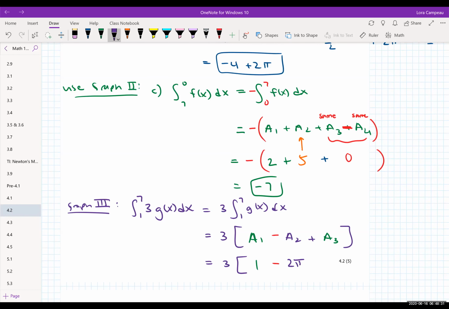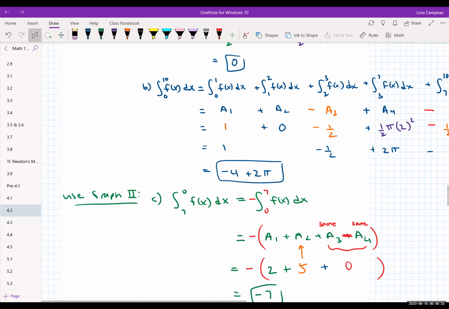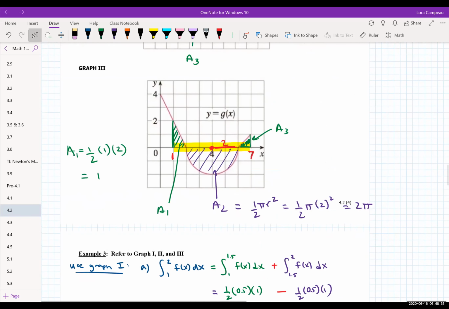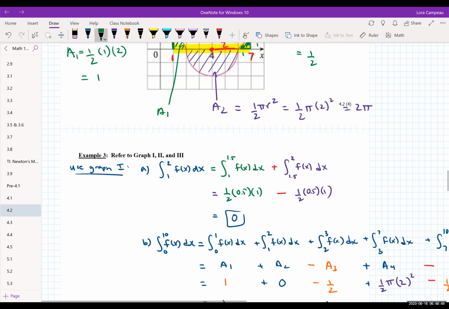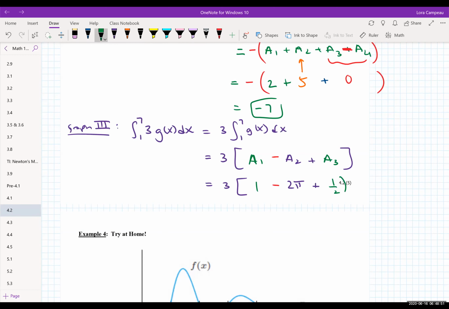And then we're going to add on area 3. Let's find out what that looks like. Area 3 is a small triangle. Still a triangle, so 1/2 base times height. It looks like the base is 1 and the height is 1. So 1/2 of 1 times 1 is still 1/2. So now we can add that on. Oops, let's make this consistent.